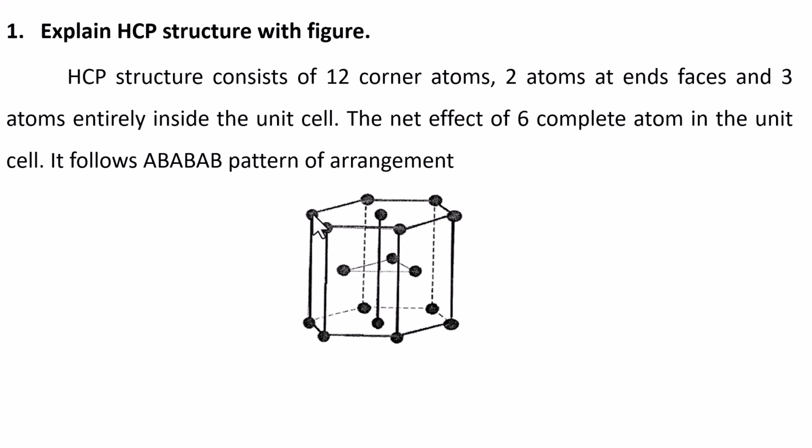Here you can see that each corner consists of 1 atom. You can see there are 6 corners at the top and 6 corners at the bottom. So total 12 atoms at the corners and 3 atoms at the center of this hexagonal prism, and 2 end face atoms you can see here. So net effect is 6 complete atoms in a HCP structure.